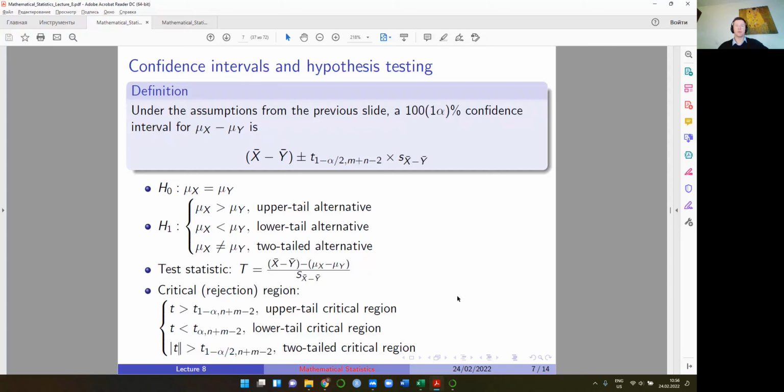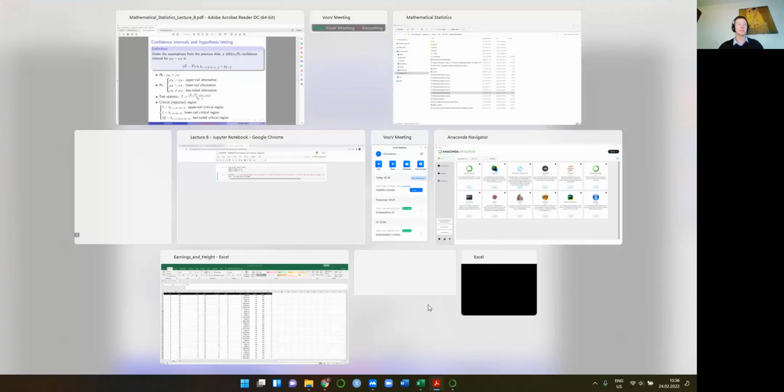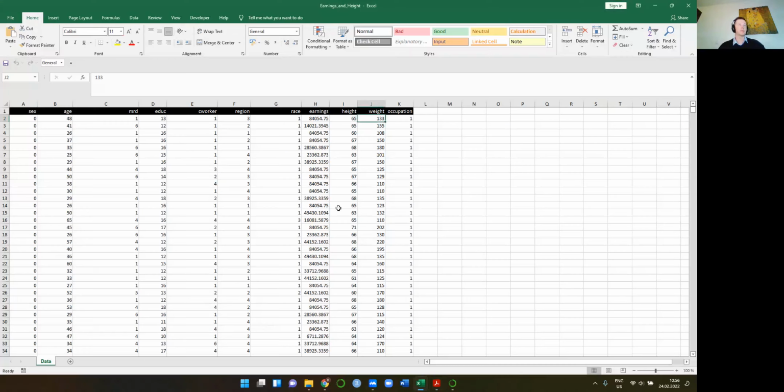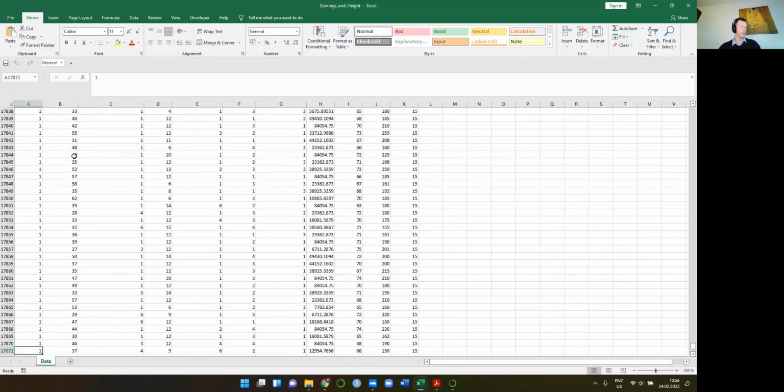Let's get some examples. Unfortunately, I didn't have time to prepare solved examples, but let's try to get some practical ones. I took this table. We are going to work with this table in econometrics, but I want to demonstrate something. Suppose we have a random sample of 17,871 people. Quite large.